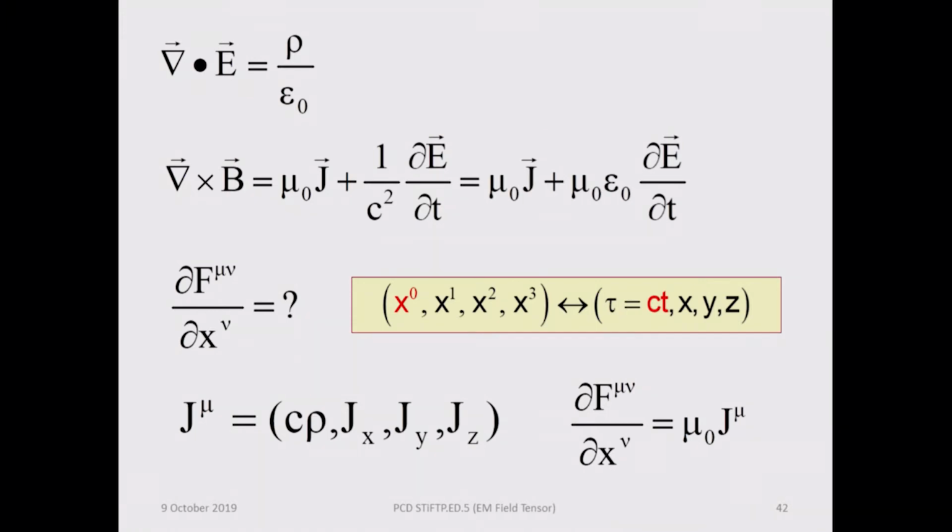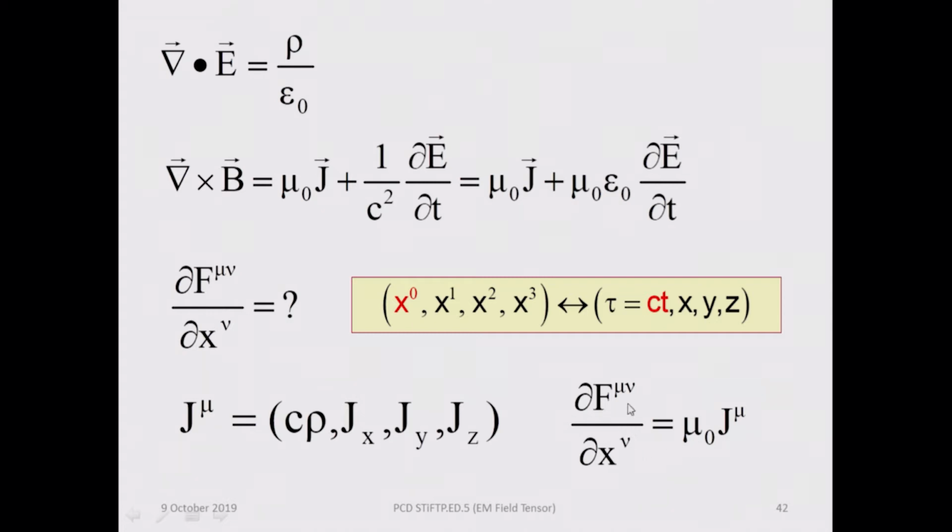And how many values of mu can you choose? You can choose mu equal to 0, you can choose mu equal to 1, mu equal to 2 and mu equal to 3, right. So, how many equations are you seeing over here? There are 4 equations, one for each of the 4 different values of mu. Nu is a dummy index which gets summed over.